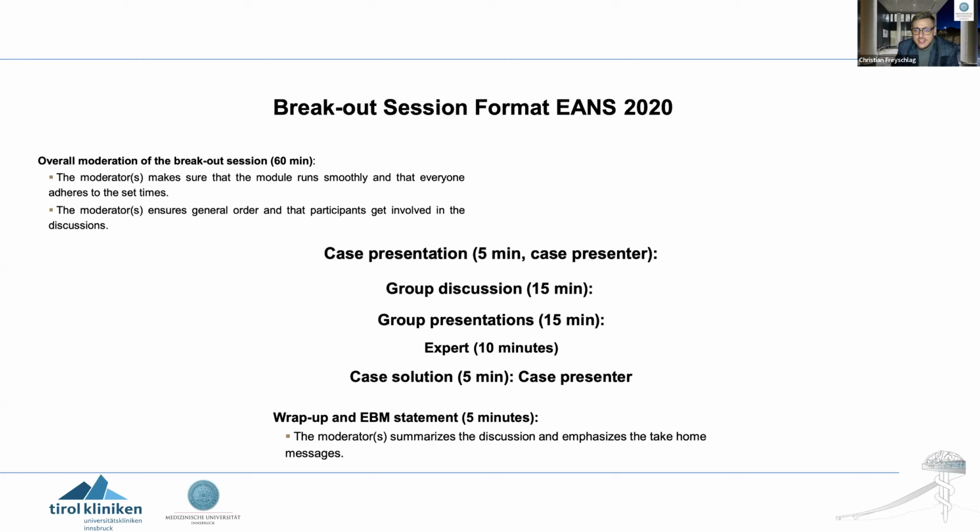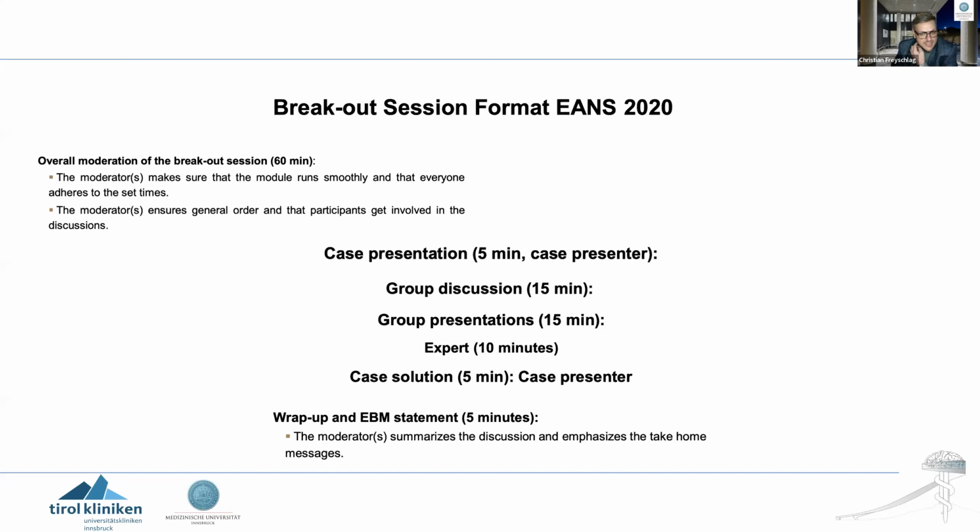So this is what the EANS provides as a kind of rule or regulation for the format. You have a case presentation that should be really quick, and I will go into that later. You have a group discussion of around 15 minutes. Then the groups present their results, and then an expert talks for another 10 minutes about the evidence behind that.